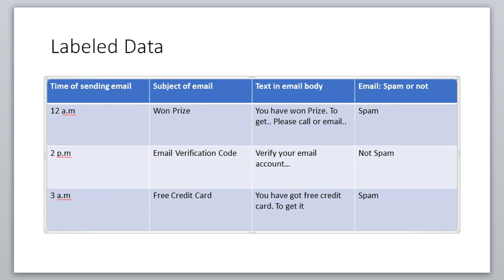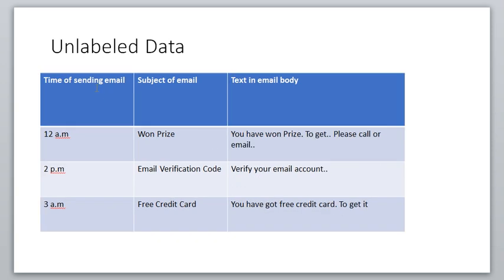What is an example of unlabeled data? It is the same thing, but we don't have the fourth column. We know that the time of sending an email is 12 a.m., we also know that the subject of email is one prize, and we know the text in the email body is: you have one prize to get, please call or email, something like this.